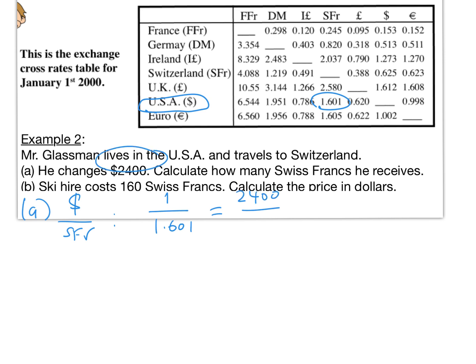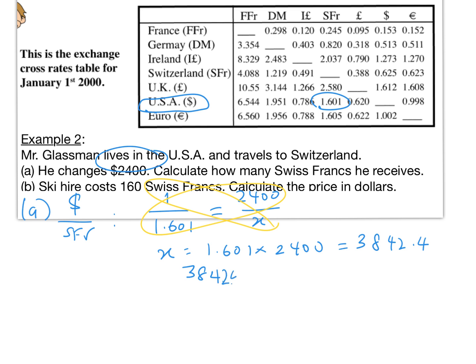How much is this? I'm going to call this X, and in this case I can apply the cross multiplication method. So I get X equals 1.601 times 2,400. I get 3,842.4 Swiss francs. So the answer will be 3,842.40 Swiss francs.